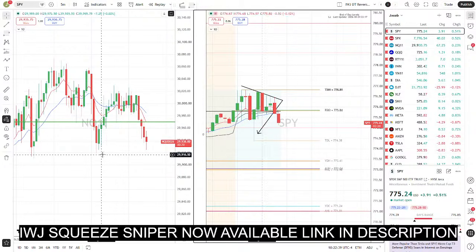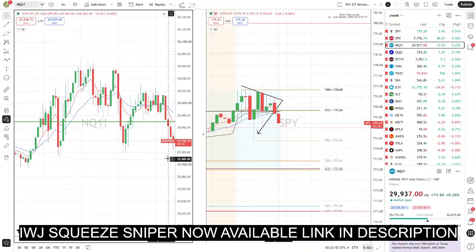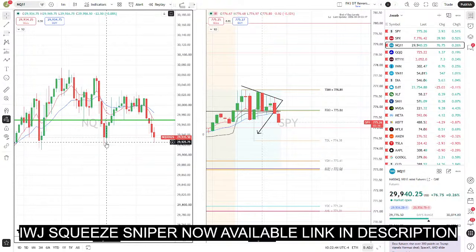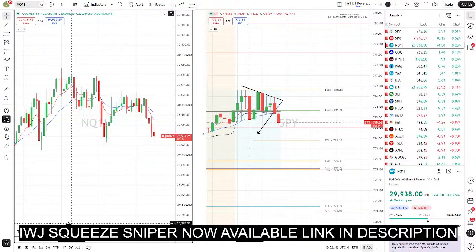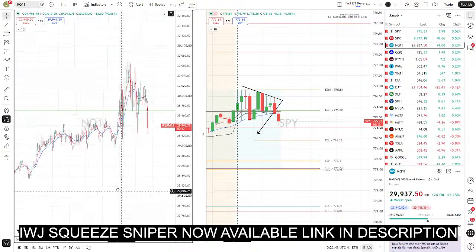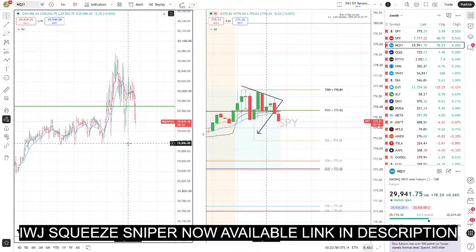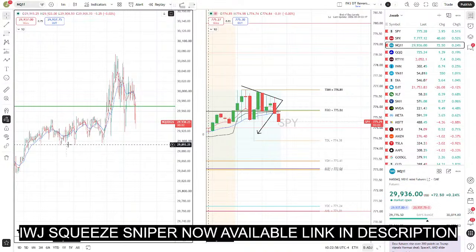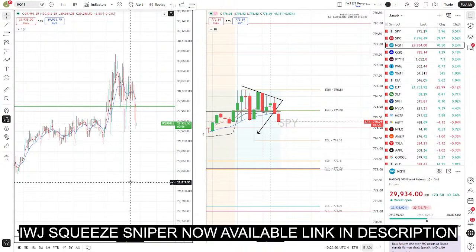NQ coming into a key area. If they can break this little, it's a 1 minute shelf, so it's not like it's a big support, but it is a support. They've obviously shown that this area over and over again has been important down to 29,894. 29,894 is the real repeated shelf here. Even on the 1 minute, it's shown to be very important.